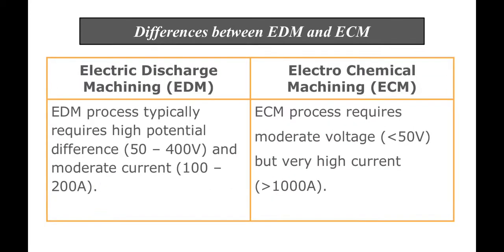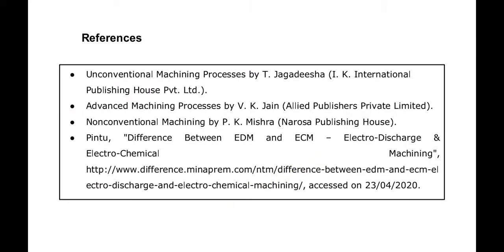The EDM process typically requires a high potential difference, 50 to 400 volts, and moderate current, 100 to 200 amperes. The ECM process requires moderate voltage, less than 50 volts, but very high current, more than 1000 amperes. So these are some of the differences between EDM, electric discharge machining, and electrochemical machining. And here I have mentioned some references from where I have taken this data.